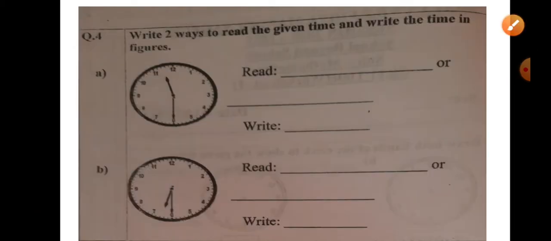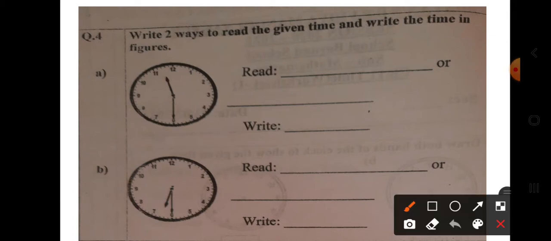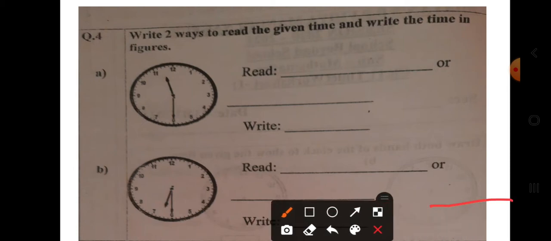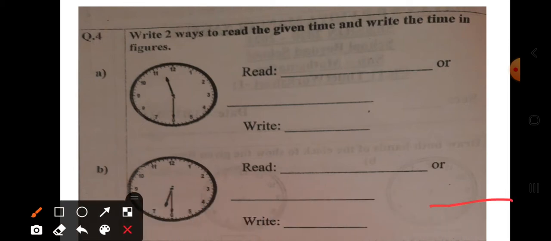Now, question number 4. Write 2 ways to read the time in figures. Okay. First, it is what? First is 11:30 or half past 11. Okay.